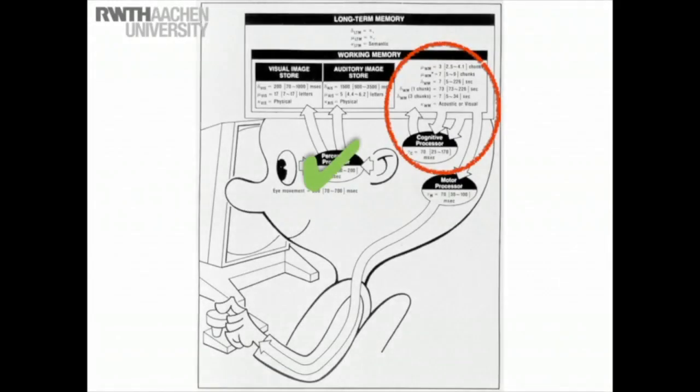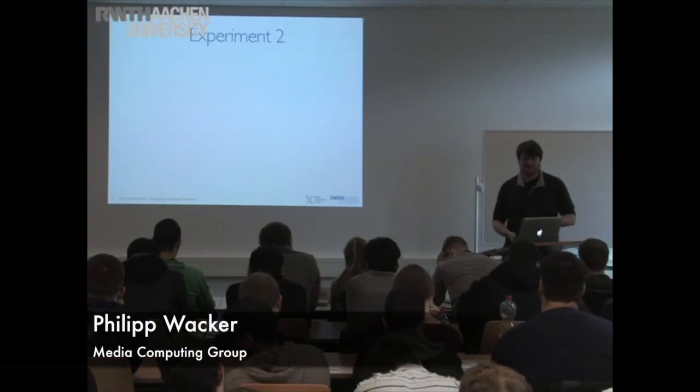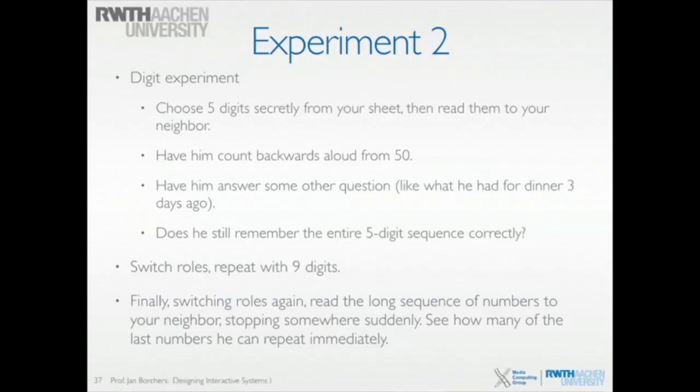And now let's have a look more at the cognitive processor. For that, we need the assignment, the experiment sheet again, and go to experiment 2. And also again, work in pairs of 2. One of you will be the experimenter and one will be the subject for this one. It's called the digit experiment.